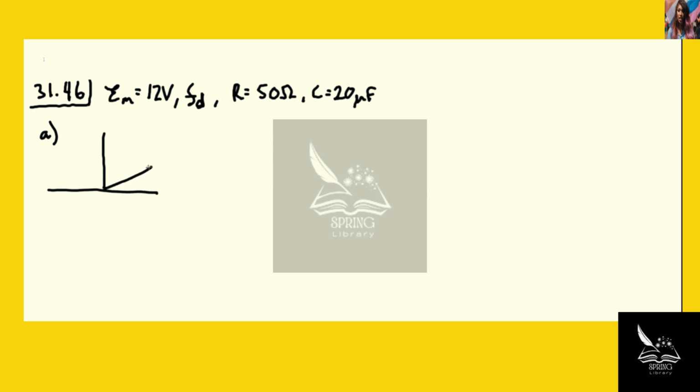So let's say we have the voltage across the capacitor here. We'll have the voltage across the resistor here. And then the applied EMF will be here, and its length will be the magnitude of that. And we have our phase angle between the capacitor and the EMF here. So this is what it looks like.